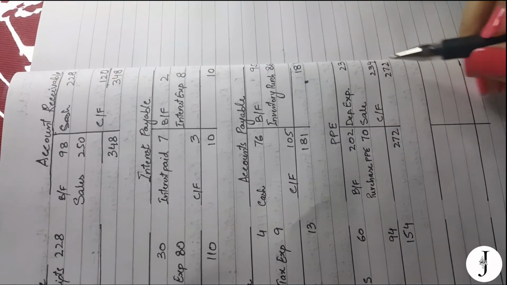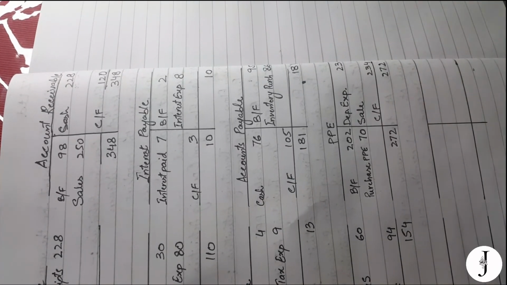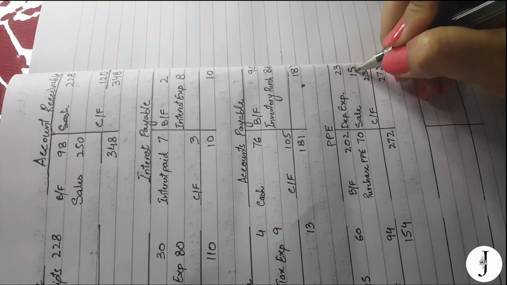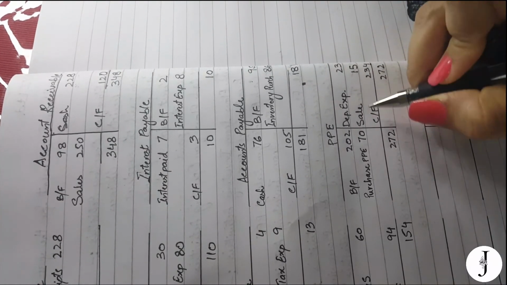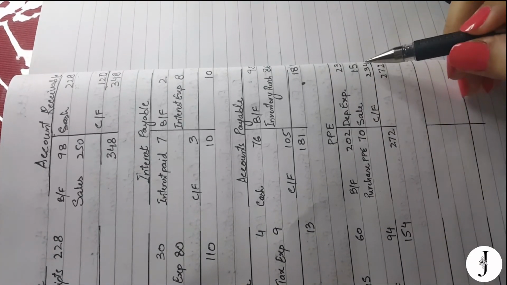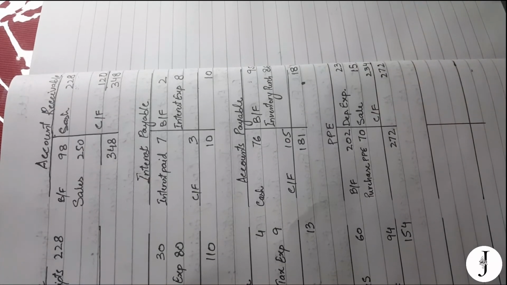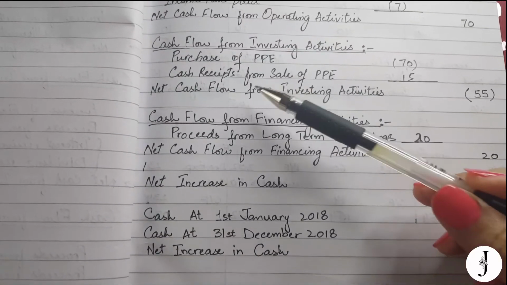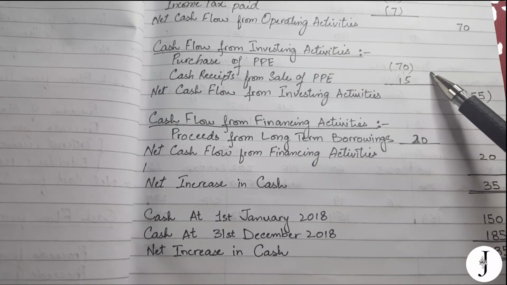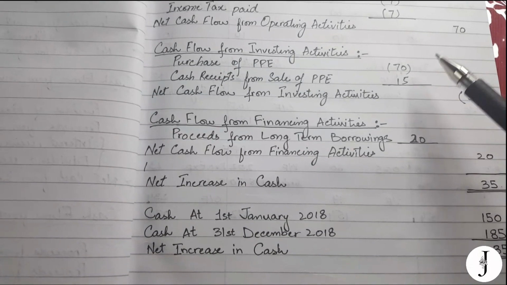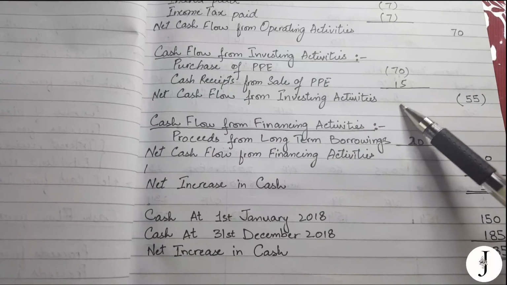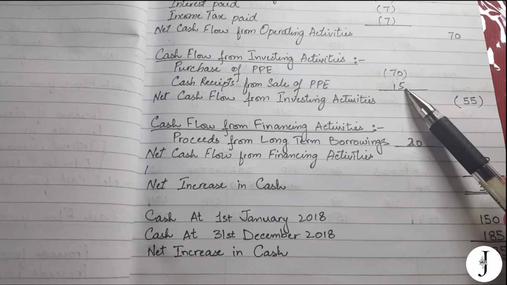And when we subtract this, it gives us 15 as a cash receipt from sale of property, plant and equipment. So this item will go in the cash flow statement under investing activities. So here you can see that this is the purchase of property, plant and equipment that we have assumed because no additional information was given in this particular question. And then second, cash receipts from sale of property, plant and equipment. This is the one we calculated.